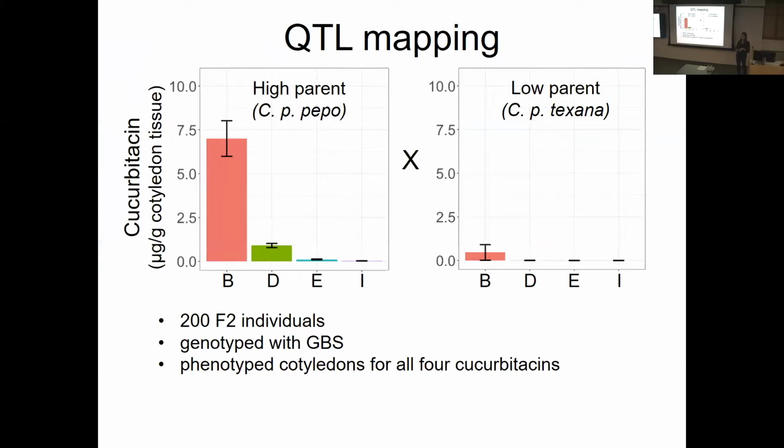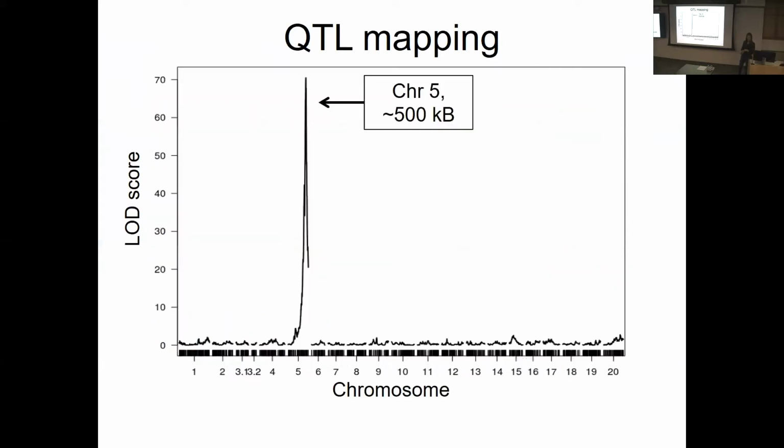We genotyped them with GBS and phenotyped them for all 4 cucurbitacins. And then we did QTL mapping, and we found one pretty convincing peak on chromosome 5. Because it's an F2, we don't have a ton of recombination in the region, so it's about a 500 kilobase window that we have, but we're working to fine map that further.